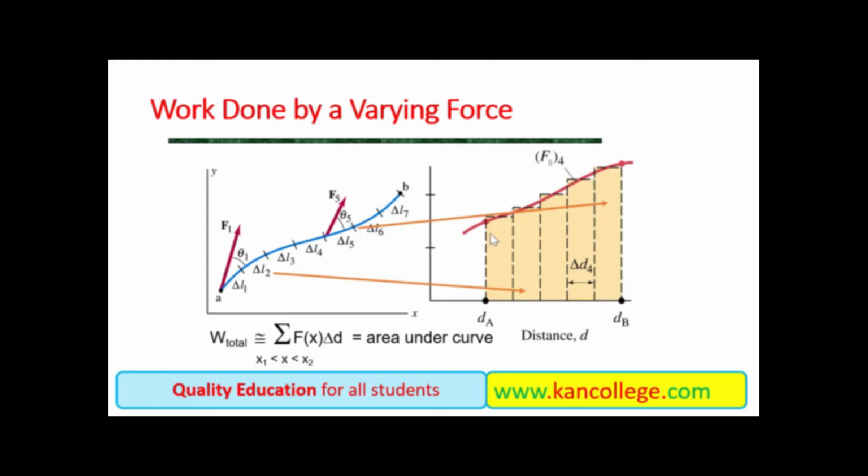So we want to calculate the total work done. We have to sum up all the areas. The sum of all the areas will be equal to the total work done, performed on this path from A to B by different, variable forces for each patch.